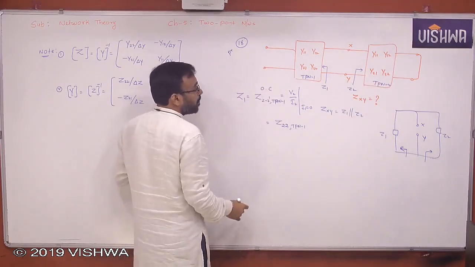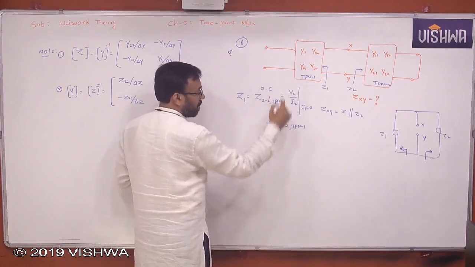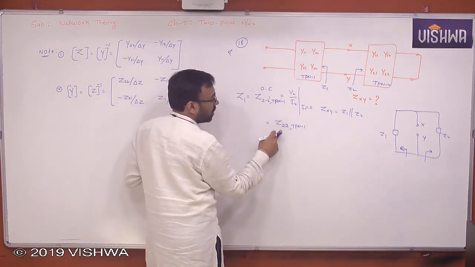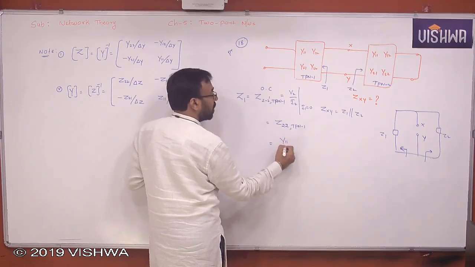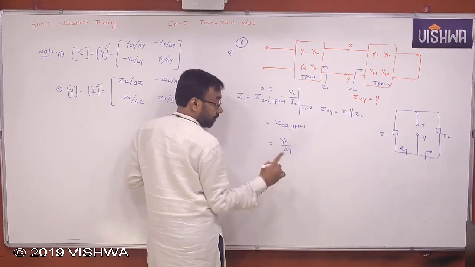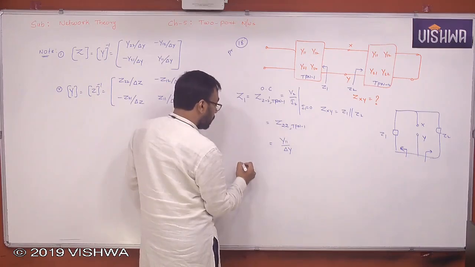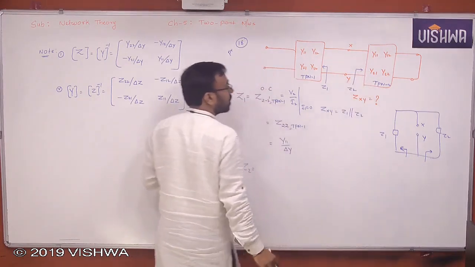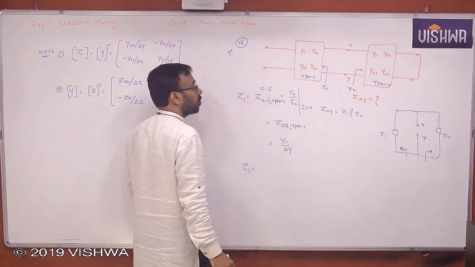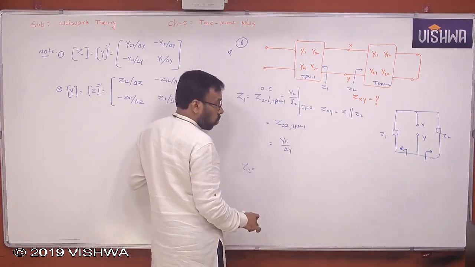Okay. But you are given Y parameters. So what is Z22 actually here? Z22 is nothing but Y11 by del Y. Agree, all of you? Okay. Well, now what is Z2 actually here?